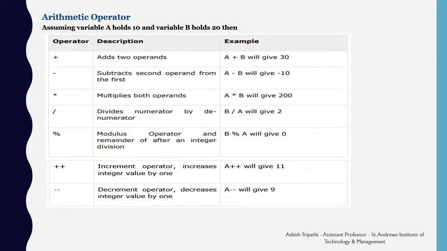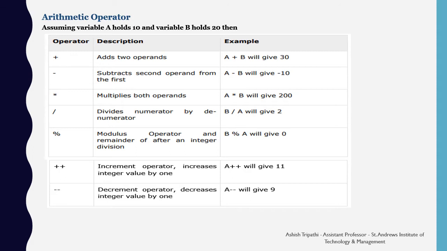The first operator is the arithmetic operator. Let us assume that a variable a holds value 10 and a variable b holds value 20. Then applying the various arithmetic operators, we get various results. The first operator is plus, which adds two operands. For example, a plus b will give 30. The minus operator subtracts the second operand from the first operand. Likewise, a minus b will give minus 10.